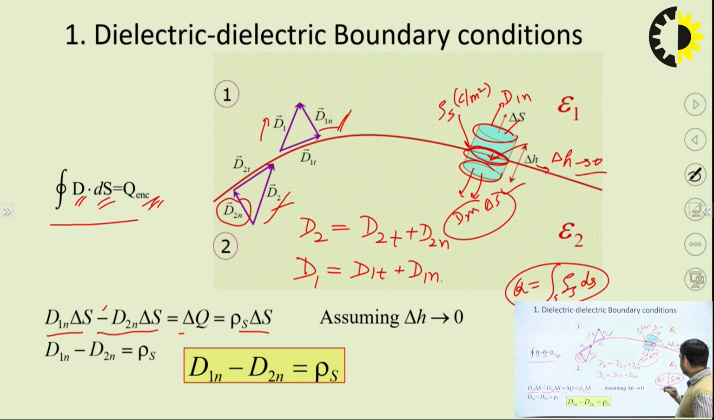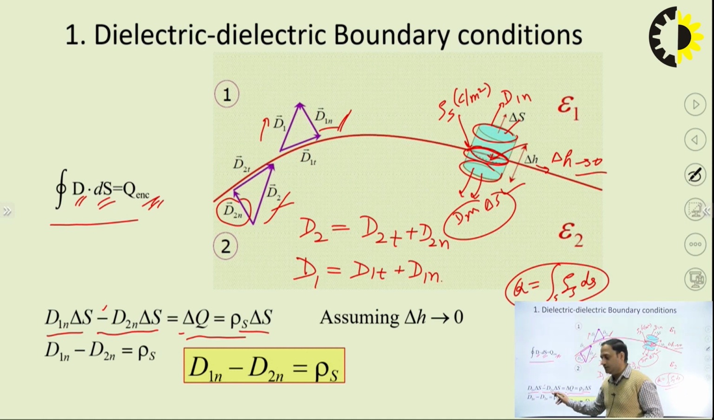So when we integrate this or differentiate this, then we will get delta Q is equal to rho S into delta S. In this equation, delta S cannot be 0, because if the surface is 0, it becomes a point. So it cannot be 0.